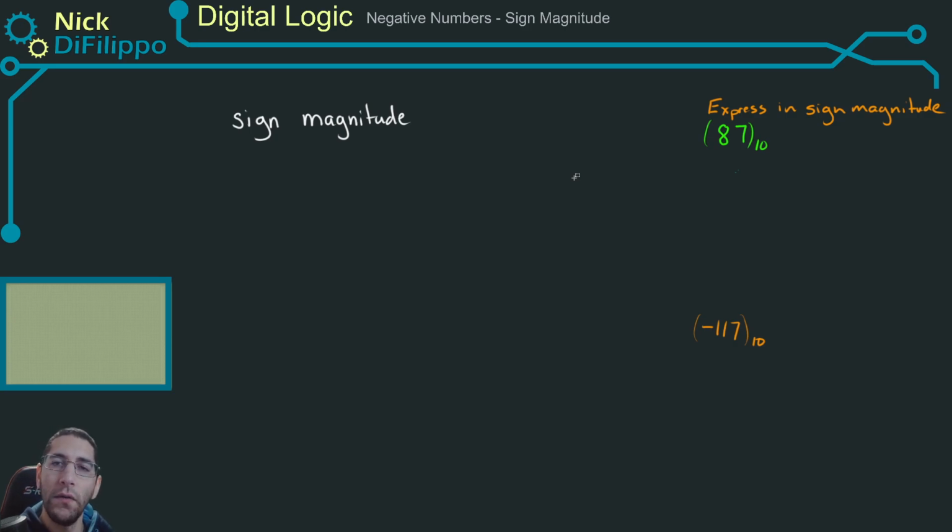Up until now, all of the numbers we have been dealing with have been positive numbers, but we know that negative numbers can exist and we need a way to represent them. The first way I'm going to go over is the sign magnitude method.